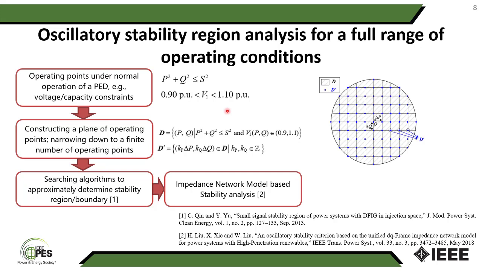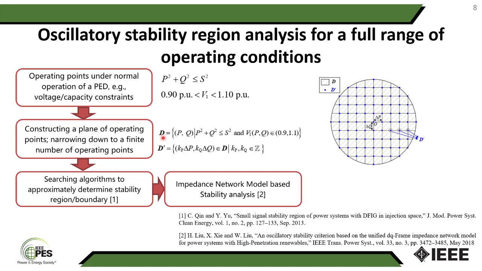Once we've got the admittance model at different operating points, the challenge is how to know the number of operating points, because we don't know how many operating points we need to check. For this, we can use some constraints, for example, the voltage and capacity constraints. This is the constraint for the capacity, and this is the constraint for the voltage. The voltage has to be bounded between the lower and upper limits. It should not exceed them. If these two constraints are valid, the power electronic device is operating under normal conditions. So all the operating points for which these two constraints are true can be considered as a plane of operating points.